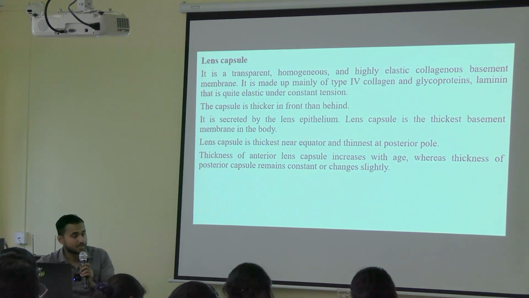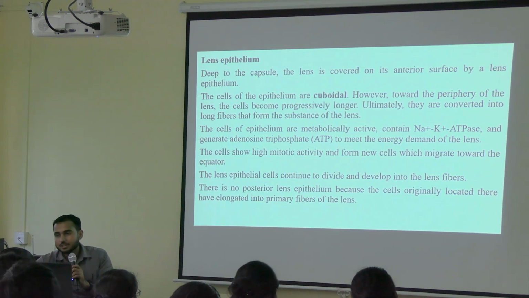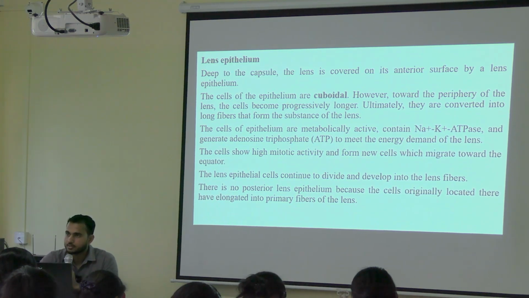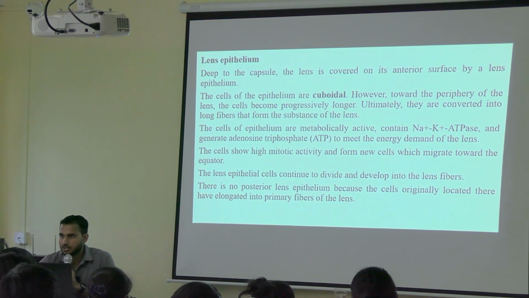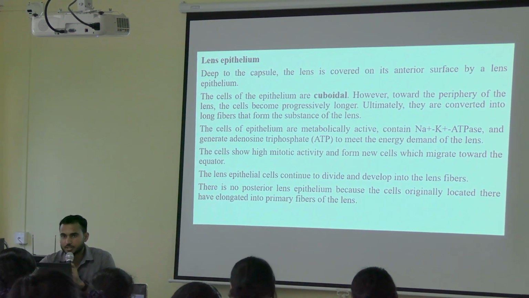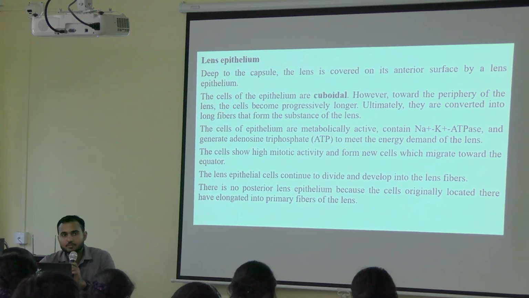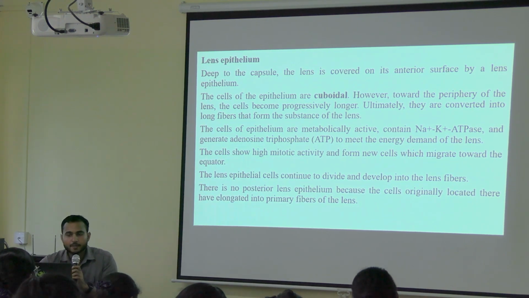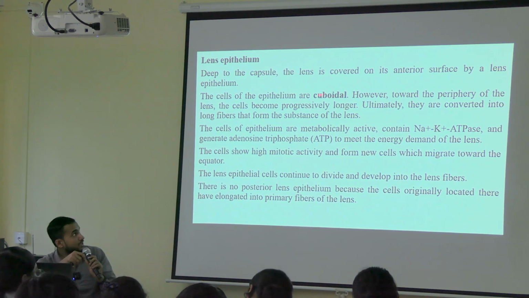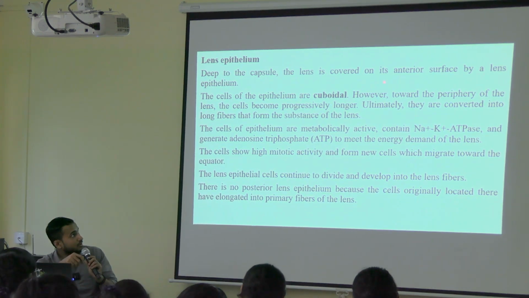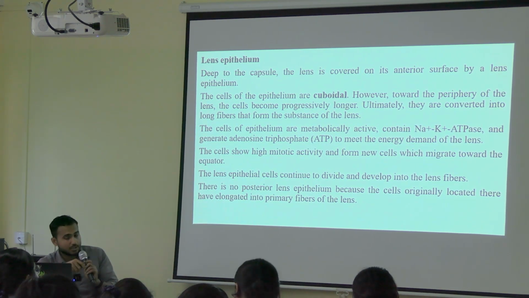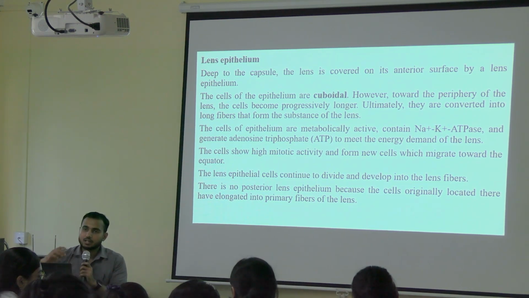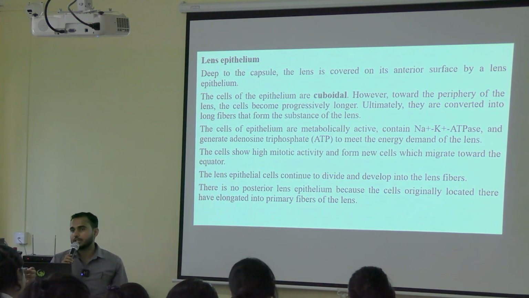After that is the lens epithelium. So what is the lens epithelium? Which epithelium is present in the lens? Simple cuboidal epithelium. Deep to the capsule, as you can see, it is covered on its anterior surface only by a lens epithelium. That means the lens epithelium is present on the anterior aspect only.